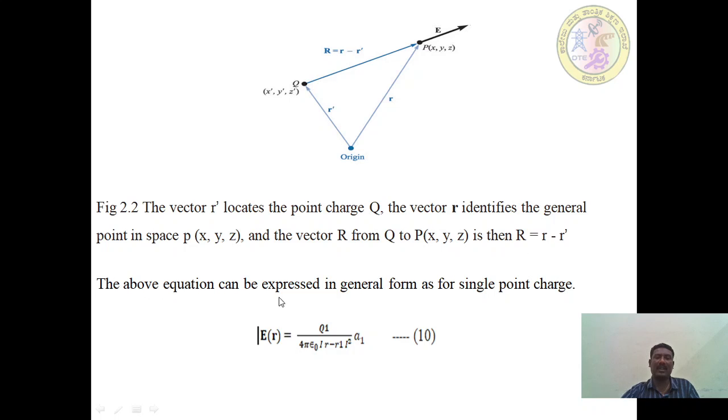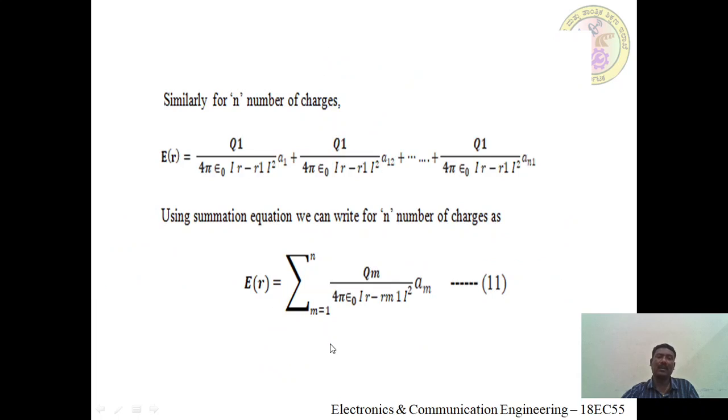The above equation can be expressed in the general form for a single point charge as E(R) is equal to Q1 divided by 4 pi epsilon naught into the magnitude of R minus R1 whole square into a1, the unit vector. Okay, this is the electric field intensity due to a single point charge.